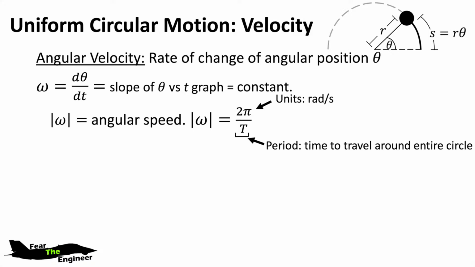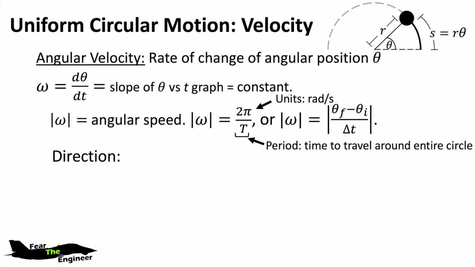We can also calculate the angular speed if we know the particle's angular position at two different times. We just subtract the initial angle from the final angle, and then we divide by the difference in time. Then, we take the absolute value.